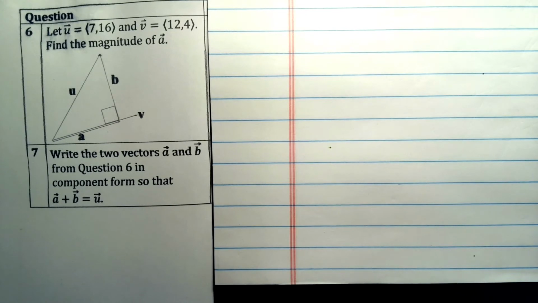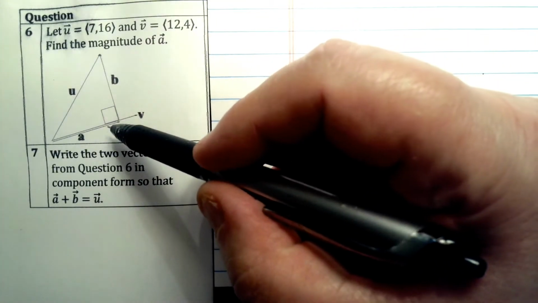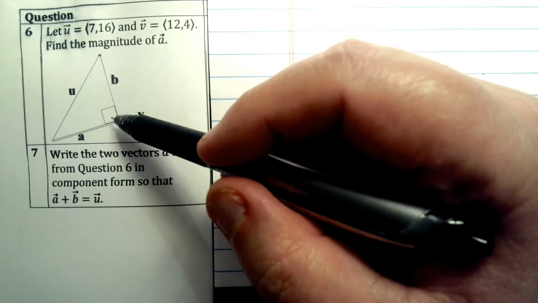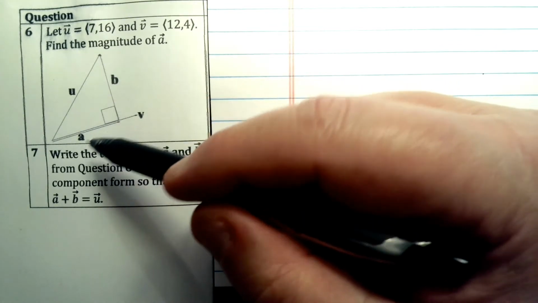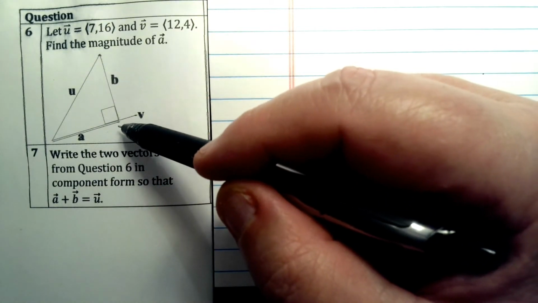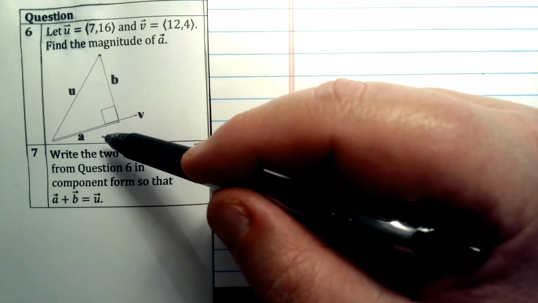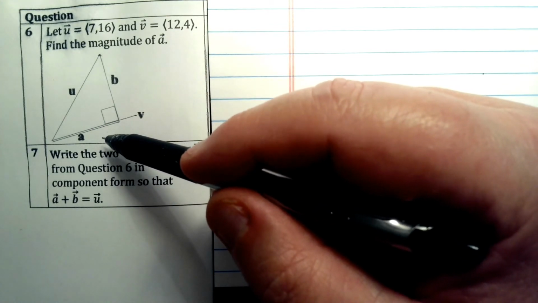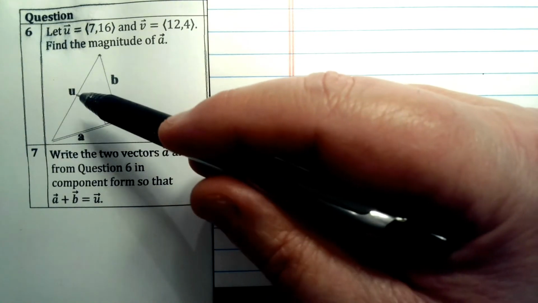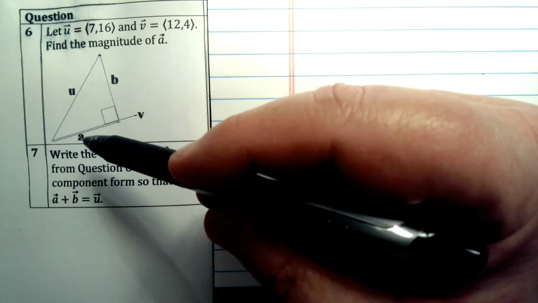In question number 6, we're told to let u be the vector with components 7 and 16, and v be the vector with components 12 and 4. Find the magnitude of the vector a. Well, you've got this right angle right here, and so this is supposed to illustrate that a, the vector a, is really the projection of the vector u onto the vector v. So what we need to do is find the magnitude of this projection of u onto v.